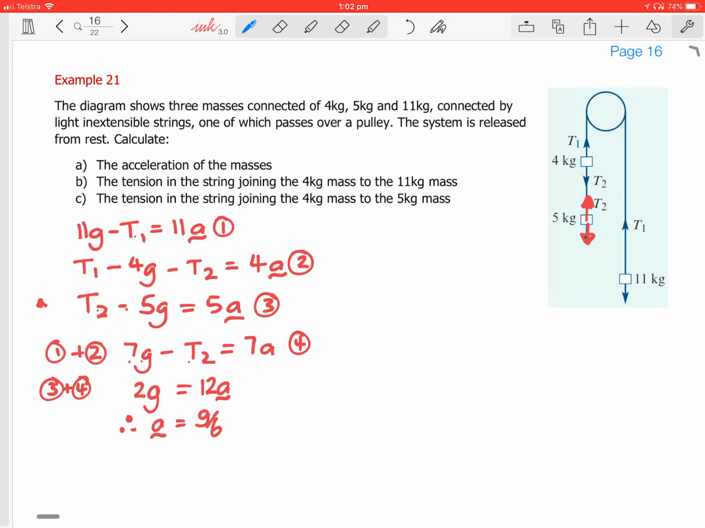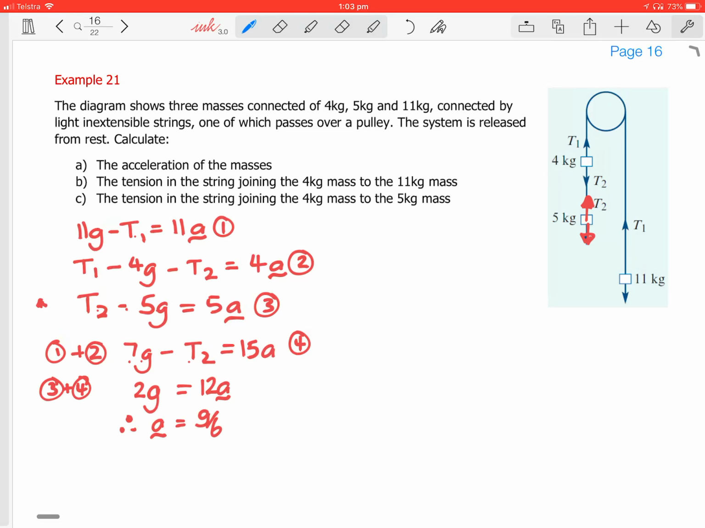What have I stuffed up? Oh, you idiot. When I added 11A and 4A, I didn't add them, I subtracted them. So here, we're going to get 15, no, here we're going to get 15A. No, we're not, wrong place. So we get 15A here.